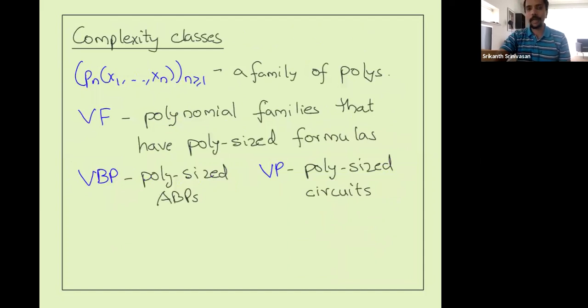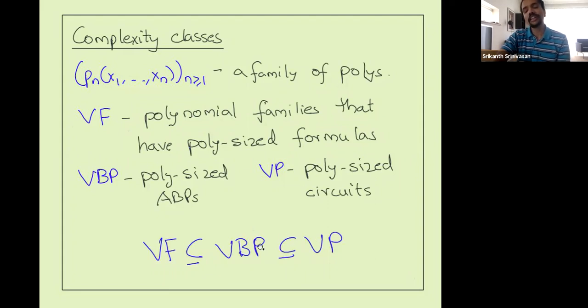So we saw a couple of nice examples. Now let's return to a little bit more abstract theory. So we defined these complexity classes. When you have a family of polynomials, for example the elementary symmetric polynomials, we have VF, which is polynomials that have small formulas, VBP, polynomials that have small ABPs, and VP, polynomials that have polynomial size circuits. And what we saw was that the elementary symmetric polynomials, for example, lie in all three of them. In fact, this is not a big coincidence, because it turns out that these three classes are nicely related. They in fact form a nice chain of inclusions. So VF is a subset of VBP. VBP is a subset of VP.